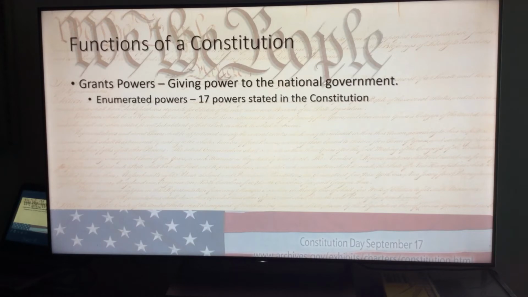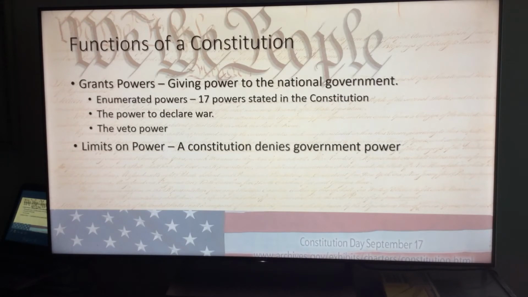We're going to be talking about enumerated powers a lot. The power to declare war, control of money, veto power. All of these are grants of powers. So a Constitution will give powers to the national government. So I have here the power to declare war, the veto power.